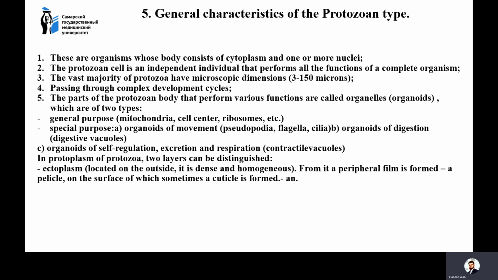Organelles of cell regulation, excretion, and respiration. In the protoplasm of protozoa, two layers can be distinguished. Ectoplasm, located on the outside, is dense and homogeneous. From it, a peripheral film is formed, the pellicle, on the surface of which sometimes a cuticle is formed.